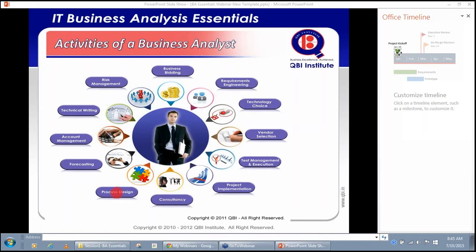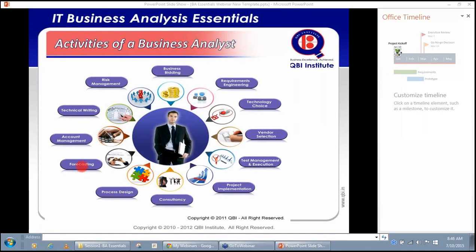Then process design: you are the ones who are designing new processes. You are the ones who are optimizing the existing processes. Sometimes you may even be destroying processes which have lost relevance.